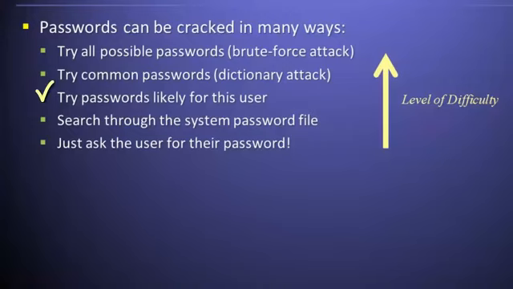A third approach would be to try passwords that are likely for this particular user. We might try to learn a little something about the user and then try passwords that might be family member names, pets' names, birthdays, etc. If we have proper access, we might be able to obtain the person's password simply by searching through the system password file. And of course, the easiest way to acquire someone's password is simply to ask them for it. And this may sound funny, but it is actually a surprisingly effective way of acquiring someone's password.